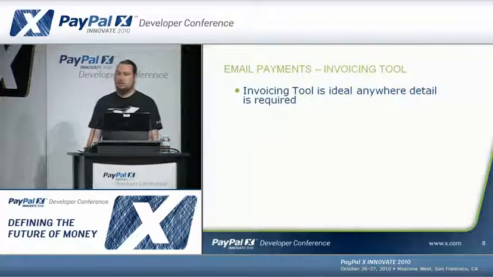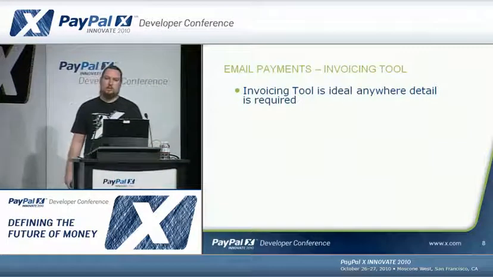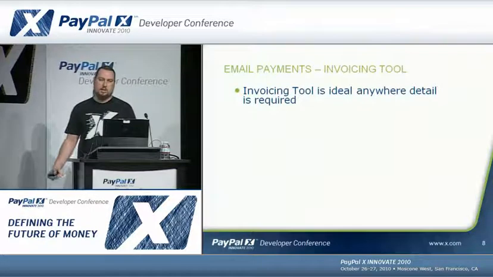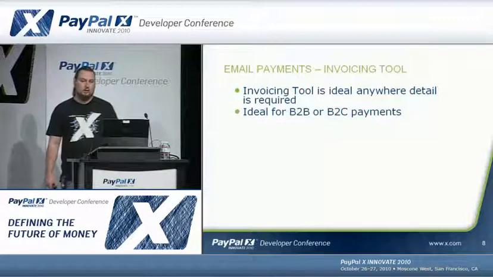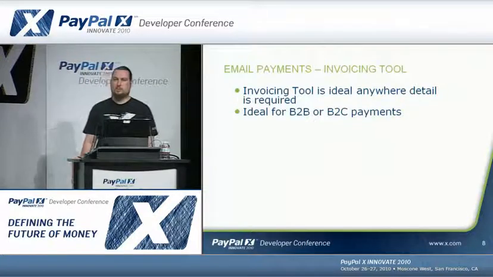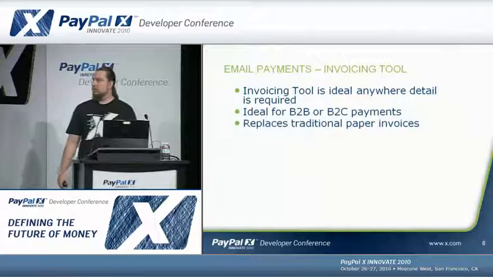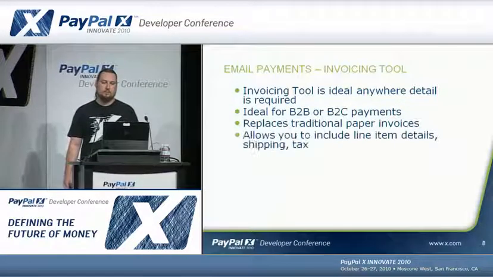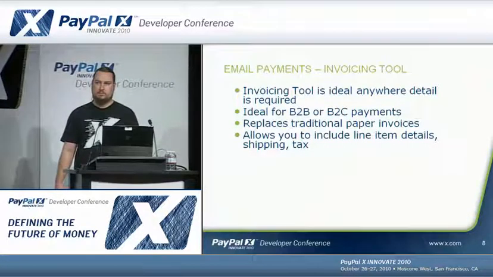So the invoicing tool. This is used ideally for where more detail is required in the transaction, such as line item details and whatnot. This is ideally situated for business to business or business to consumer payments. It can replace the traditional paper invoice. And like I said, you can include line item details, shipping, and tax on the transaction.